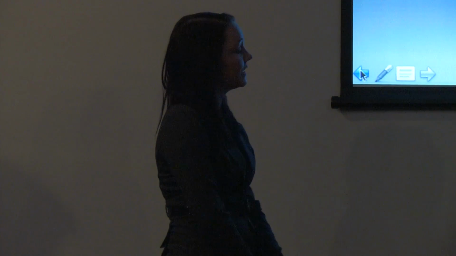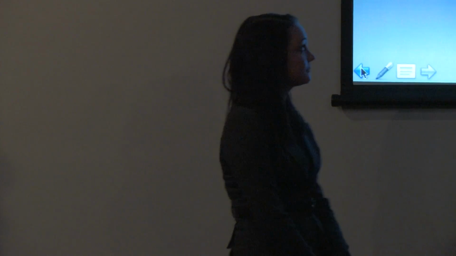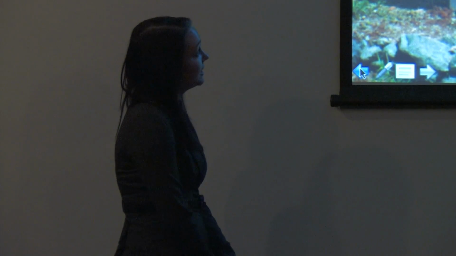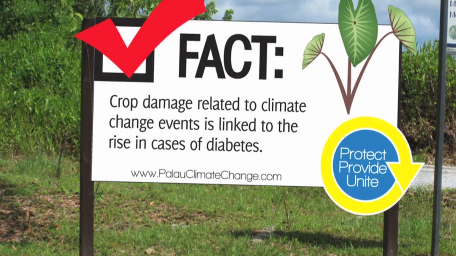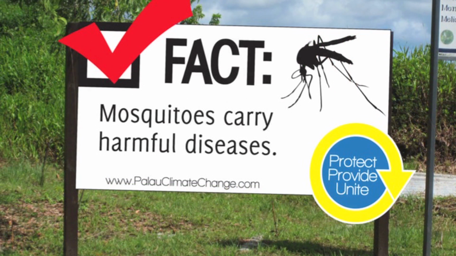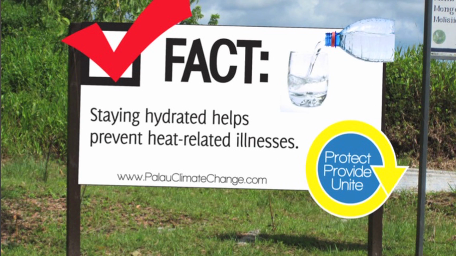We have chosen 4 topics that we believe are of concern. Our first is intended to create awareness about the increase of extreme weather events. Our second is intended to create awareness about the crop damage related to climate change events that is linked to diabetes. Our third is about mosquitoes and how they can carry harmful diseases. And our fourth is intended to create awareness about the need to stay hydrated during times of extreme heat.